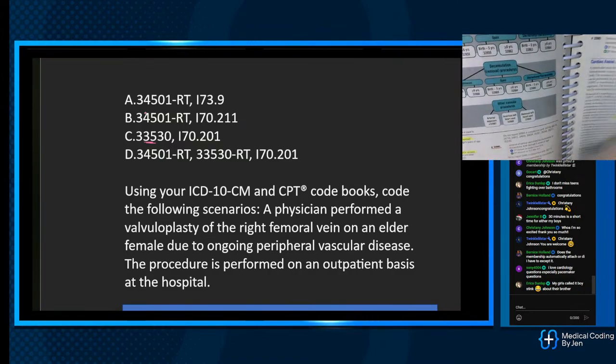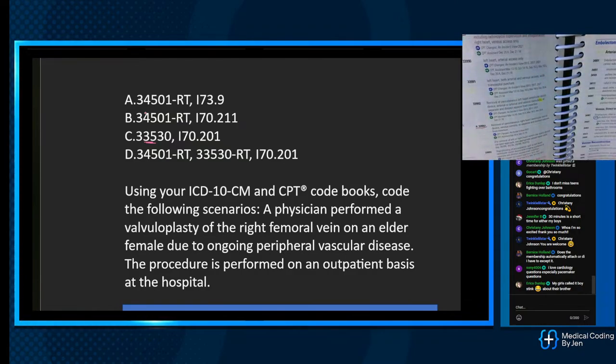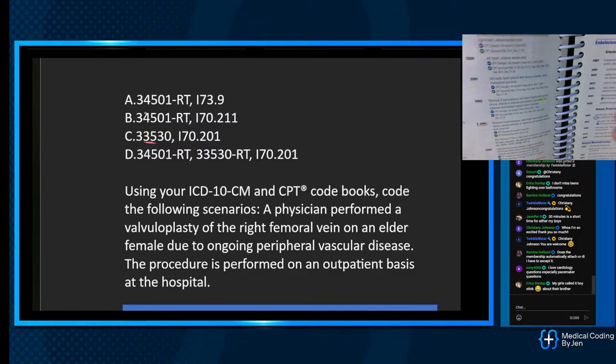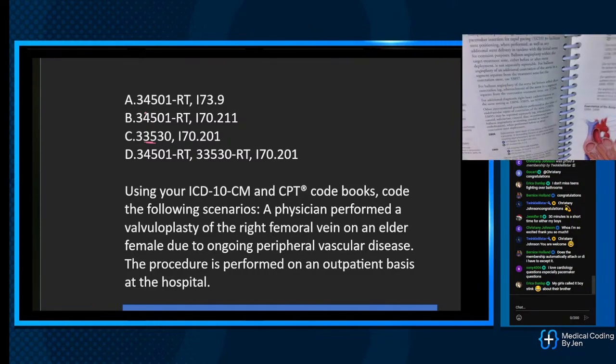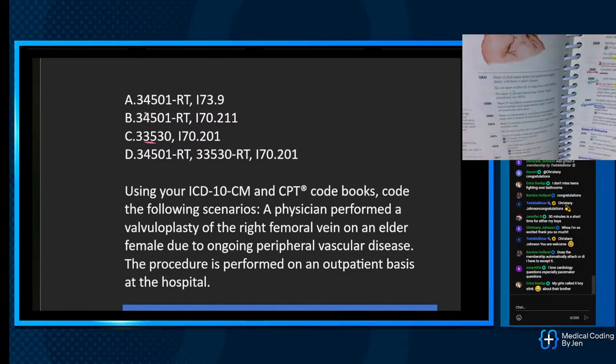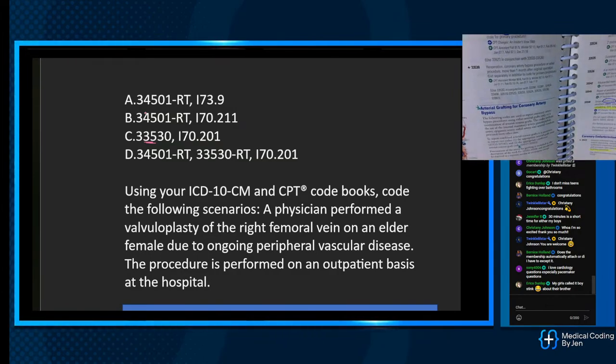3, 4, 5. Where are we at? 3, 4, 5, 0, 1. Ooh, embolism. We're going to remove some blood clots. Blood clots? Is that what we're doing? Or are we in the 335? 335 is going to be way somewhere else, under different headers. 33530.